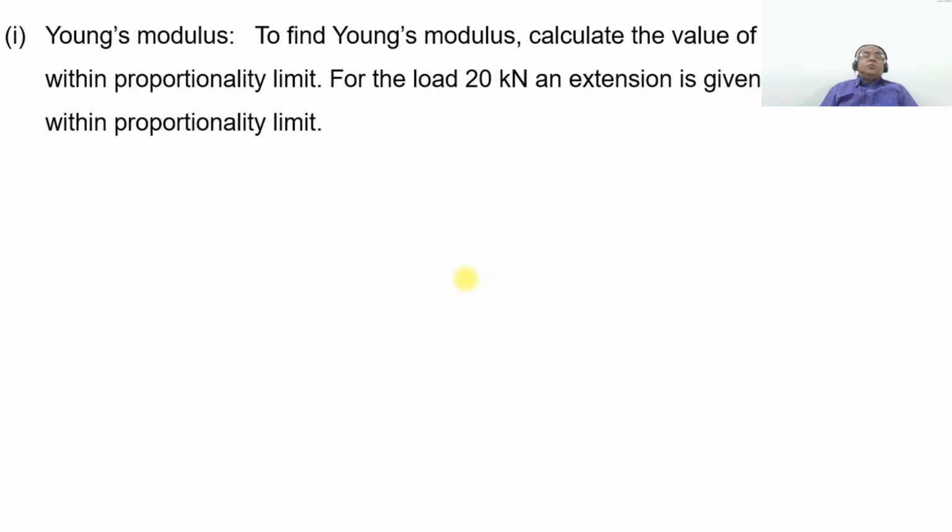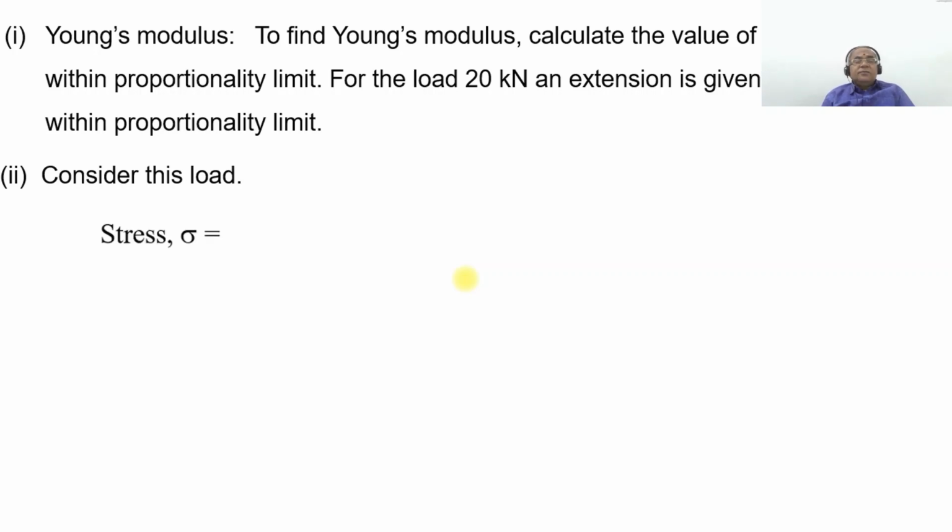So as we know, what is the Young's modulus? To find the Young's modulus, calculate the value of stress and strain within the proportionality limit. So what is the proportionality limit? For the load of 20 kN, an extension is given and the load is within the proportionality limit. So you take that load to calculate the Young's modulus.